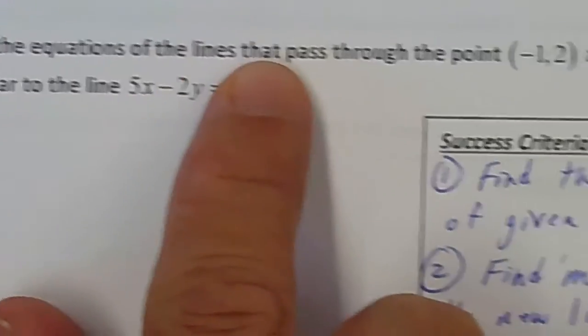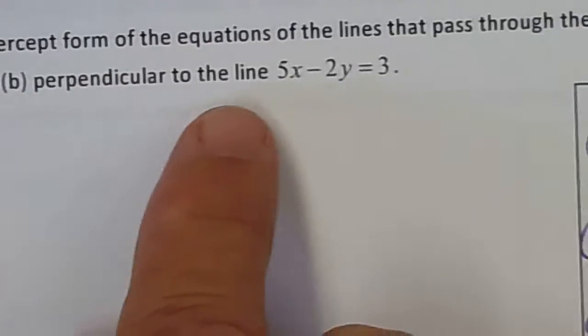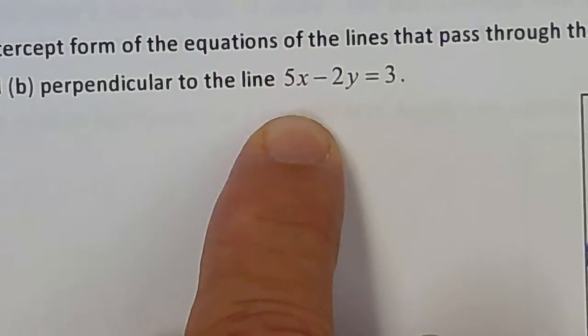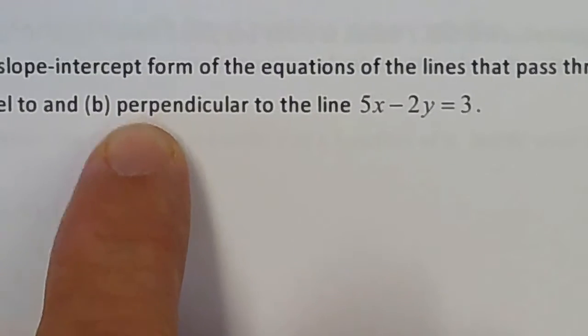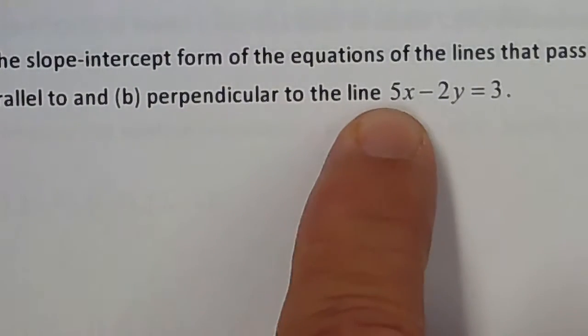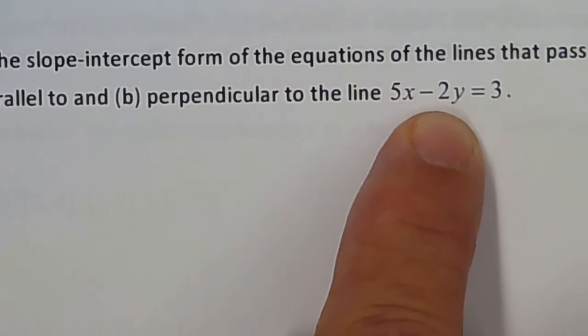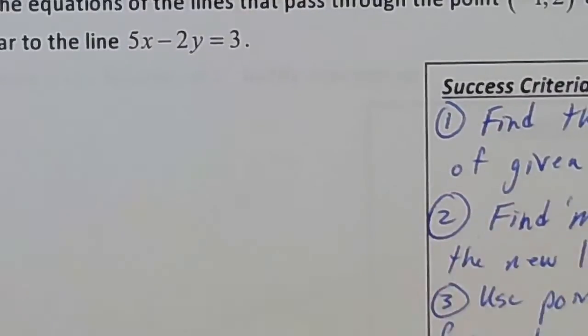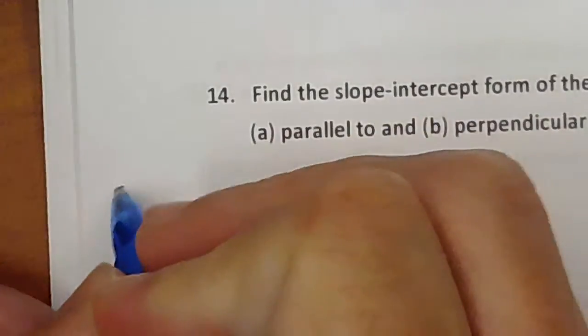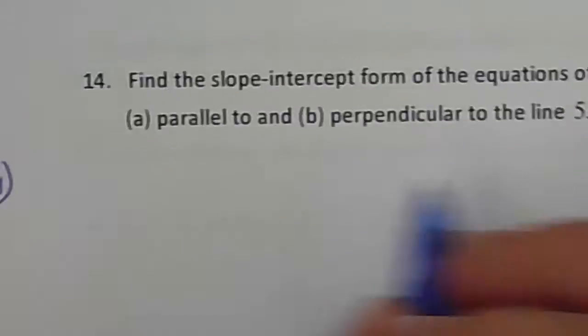Now it tells us that the line passes through this point, and it's parallel to this one. Part B will be perpendicular. So for part A, it's parallel to the line 5x minus 2y equals 3. So for step 1, we need to find the slope of the given line. This is the given line. Let's find the slope.